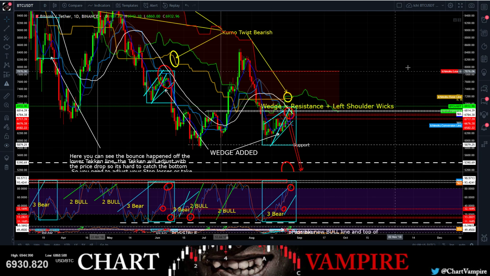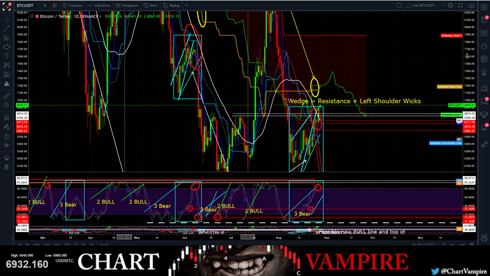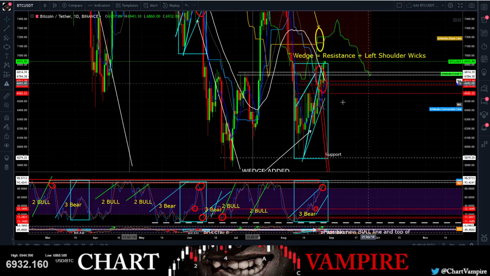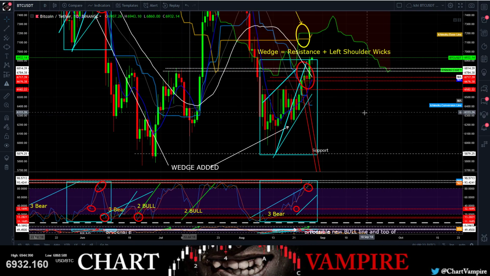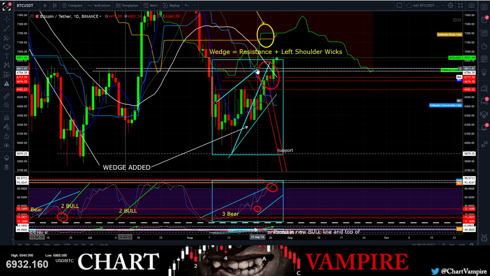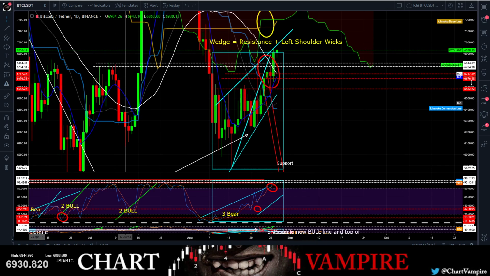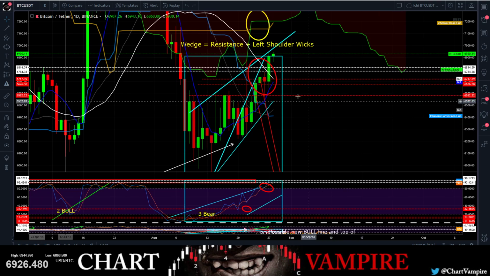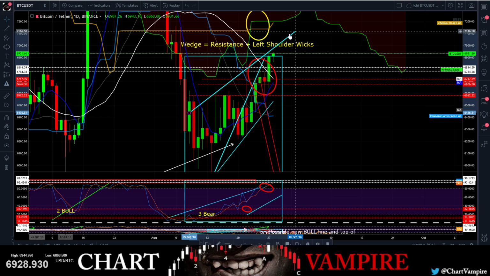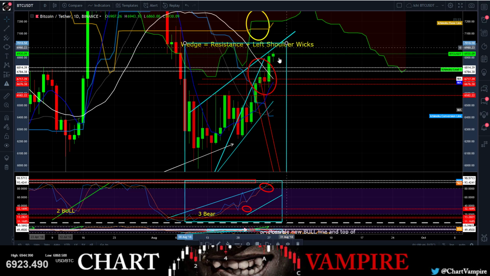BTC, here's my other chart. Let's take a look and see if we broke the wedge here, if we broke out of this wedge over here. Oh, man, did that wick go all the way up there? All right, so I'm not counting this wick that shot all the way up there, okay? Not counting that wick. Now, look, wick, wick, wick, right? And you're all the way up here.